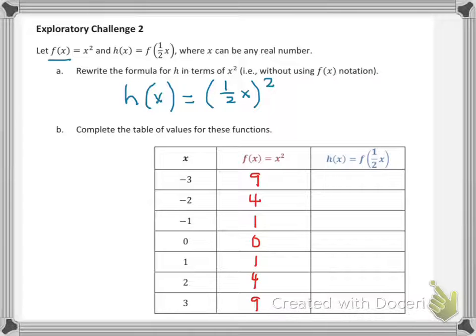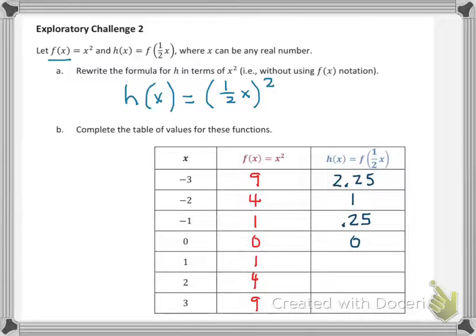But now we're changing that coefficient of x, and that coefficient of x is going to change our outputs. So we have to consider what is half of -3. Well, that's -1.5, and then square it. So -1.5 squared is a positive 2.25. Half of -2 is -1, and -1 squared is 1. If we put a -1 in, that's half of -1, that's -0.5, and -0.5 squared is a positive 0.25. 0, well, it's just going to produce a 0.